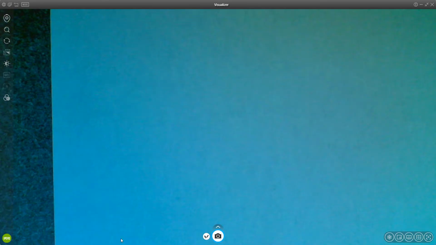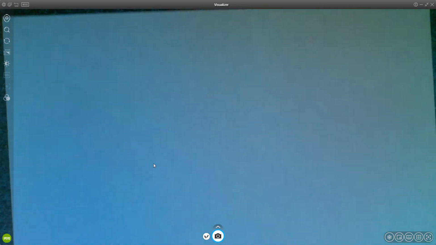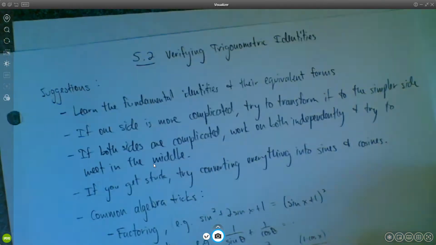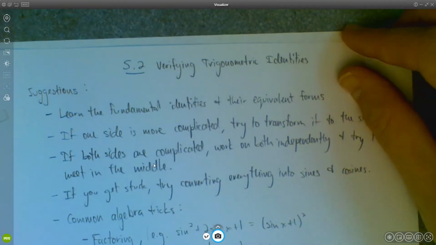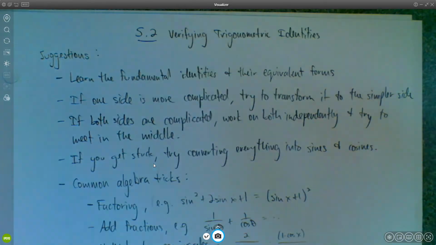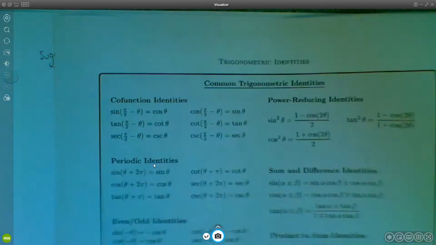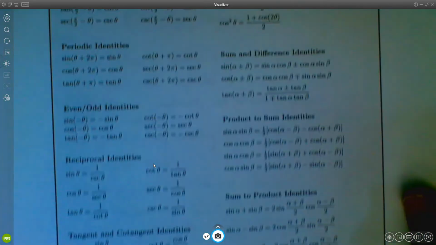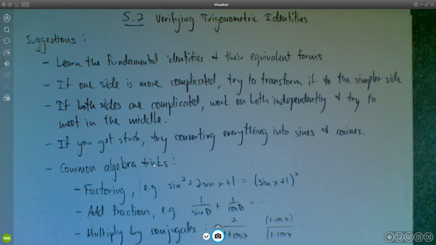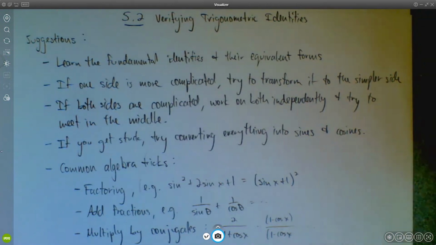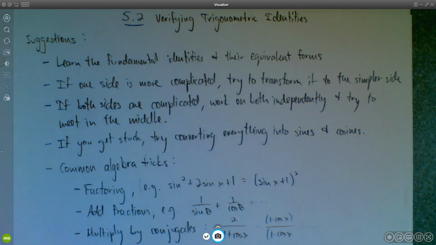All right, let's move on to 5.2. In 5.2, we're going to talk about verifying trig identities. And this is going to be useful information for us as we move through the rest of the chapter, because we're going to want to prove a bunch of the identities on that list that I gave you in the previous section, right? So this list of trig identities, we want to be able to prove all of these things. So we'll talk a little bit about some common tricks and techniques for verifying trig identities.